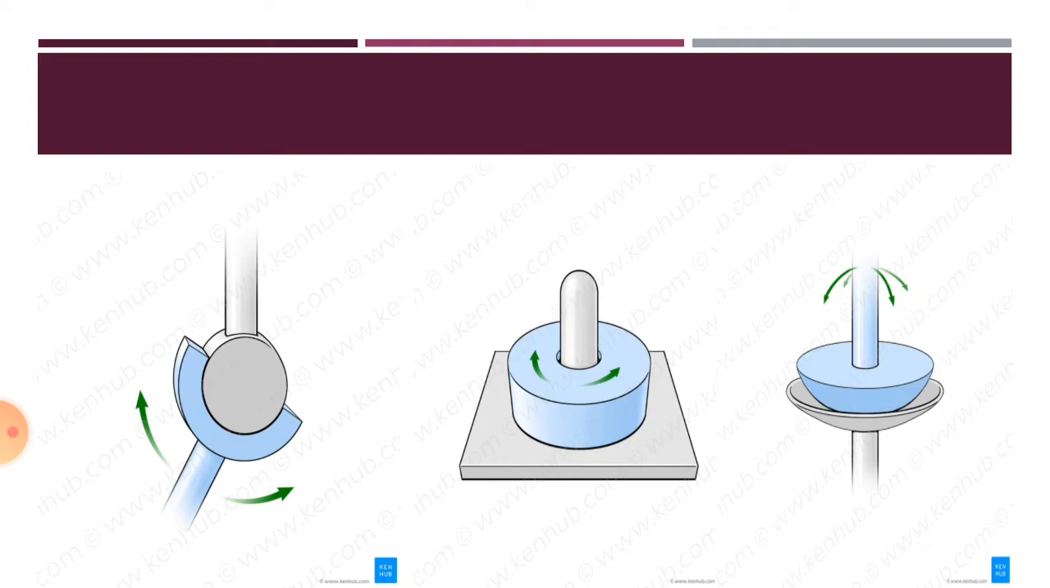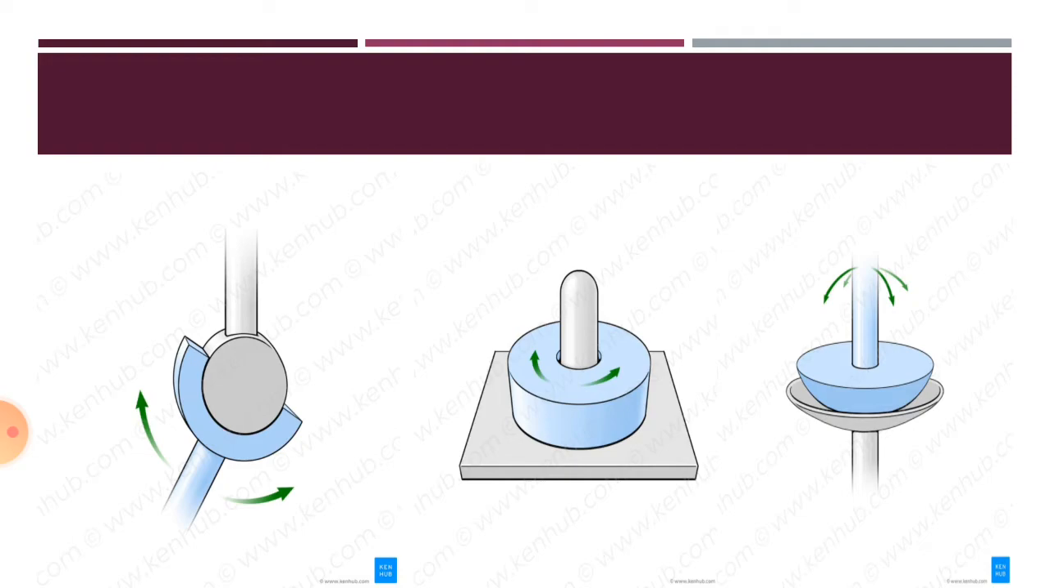The next is the pivot joint, and the example includes the atlantoaxial joint. This is also a uniaxial joint, and it allows rotation. For example, the nodding of your head when you want to say yes to someone, and also the movement around the axis of your neck when you want to say no. So the atlantoaxial joint is responsible for a single plane movement.